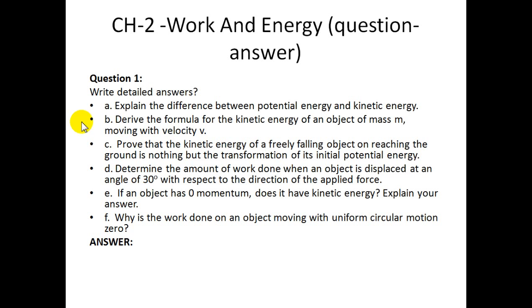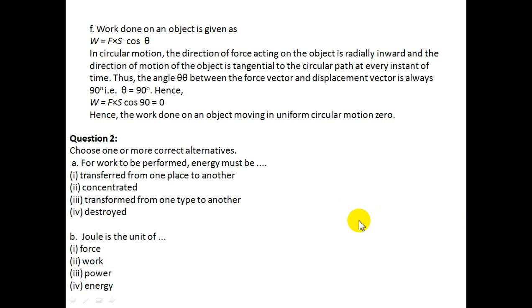Why is the work done on an object moving with uniform circular motion zero? It is asked that when a body is moving in uniform circular motion, why is the work done on the object considered to be zero? So now see the answer.